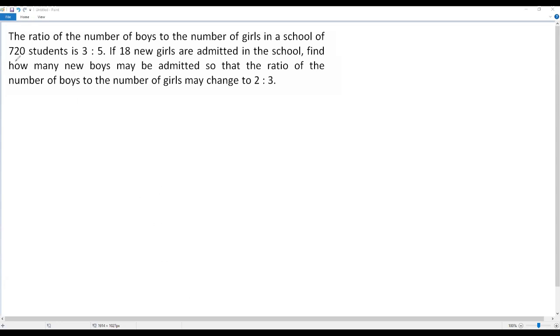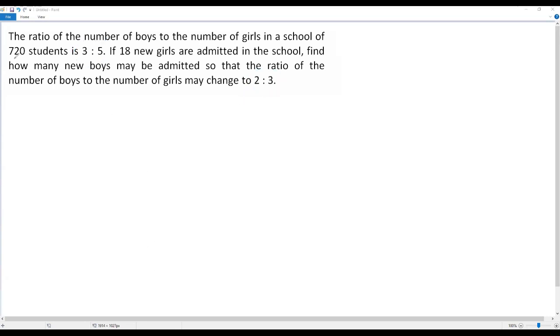Here we have the total number of students in the school, that is 720. In this total of 720 students, we have boys and girls in the ratio 3 to 5. In this situation, 18 new girls are admitted and some number of new boys are admitted. Then the boys-girls ratio 3 to 5 changes to 2 to 3. So we have to find how many new boys are admitted in the school.